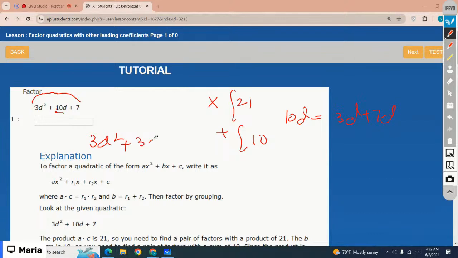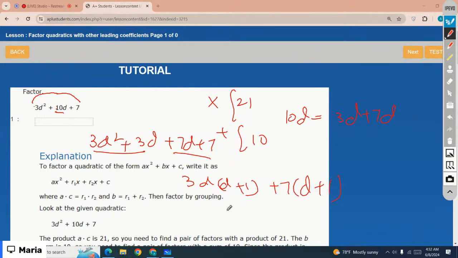Now here you have the common factor 3d. You are left with d plus 1. And here you have common 7. You are left with d plus 1. So the correct option is 3d plus 7 and d plus 1. That is the correct one. Okay.